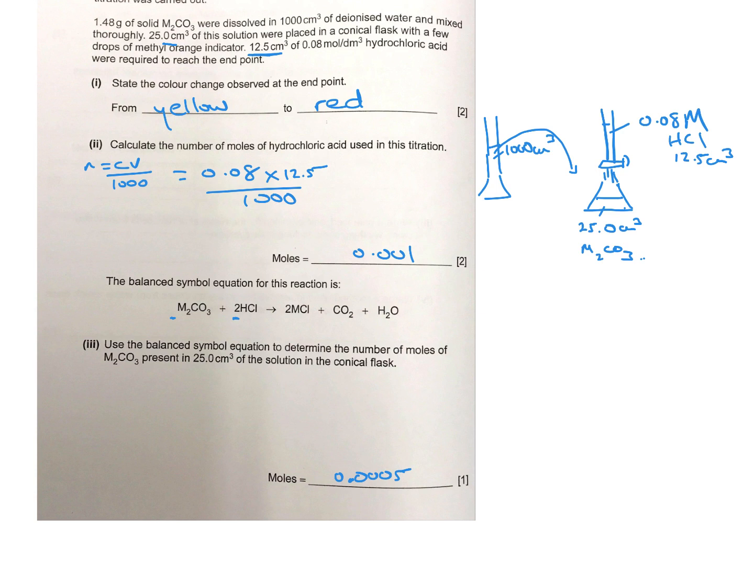Now the next part of the question, which will be in the next slide, asks us to calculate the number of moles in the 1,000 cubic centimetres. So we've worked out that there are 0.0005 moles in here, in 25 cubic centimetres. But this was taken from the 1,000. So to go from here to here, we need to multiply by 40. So if there were 0.0005 moles in here, then it's going to be 0.0005 times 40 in here.